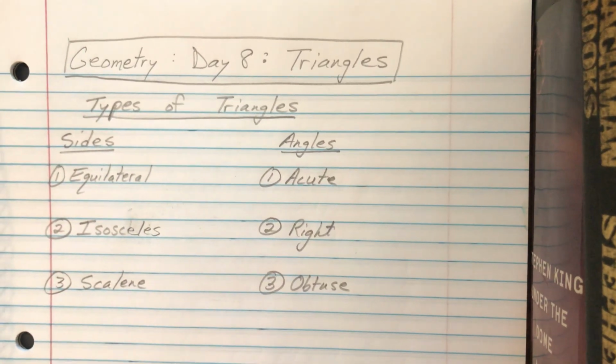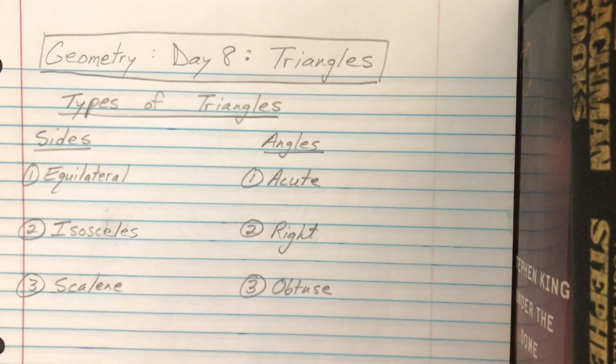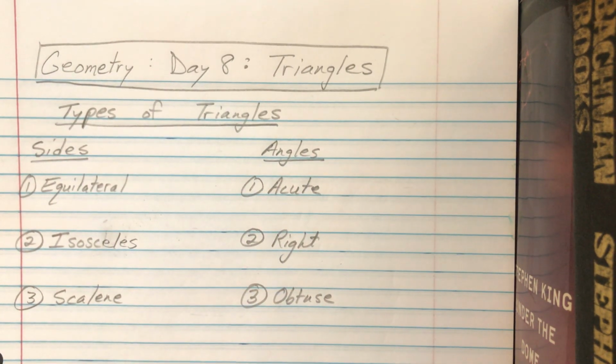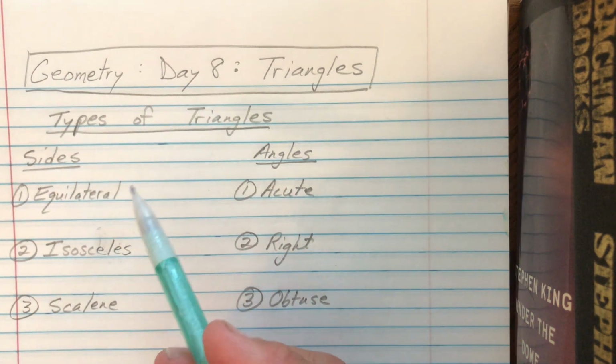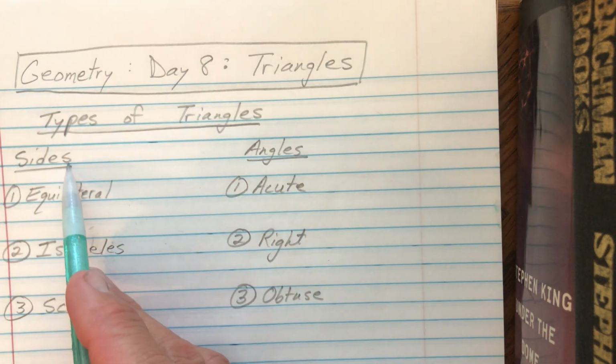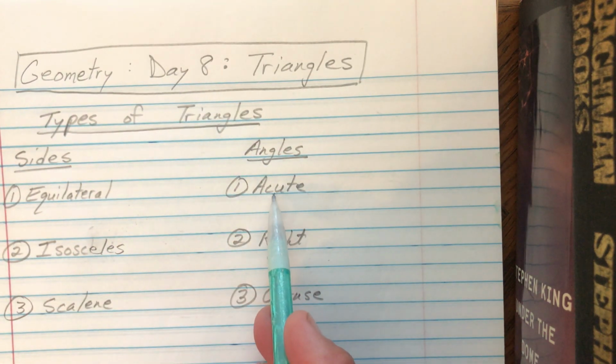Hey guys, today we're going to talk about triangles, which is a huge part of the geometry class. We're going to start by just classifying different types of triangles. There's really 6 names that go with triangles, 3 based on sides and 3 based on angles.